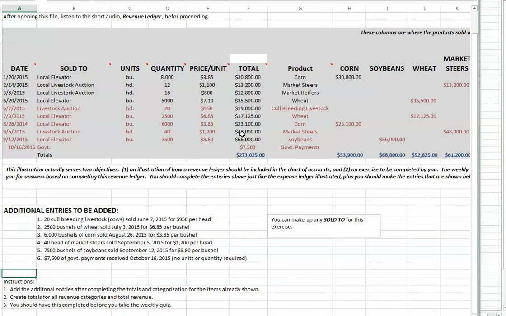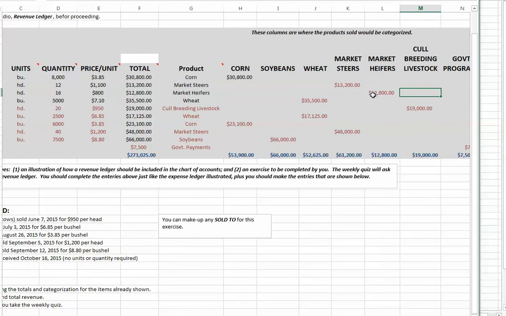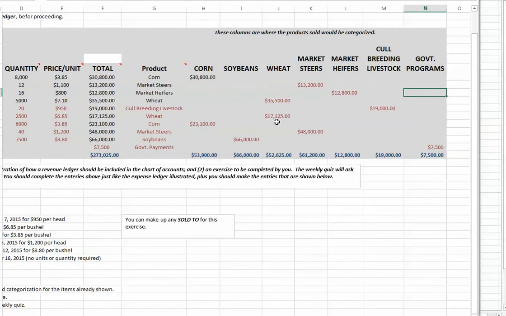You'll remember back when we talked about the chart of accounts, we built a revenue ledger where we sold things during the year and then we categorized it into different categories. So in this little illustration, we had sales of corn, we had sales of soybeans, wheat, market steers, co-op breeding stock, and government programs. All of these items were where we received cash on the farm.